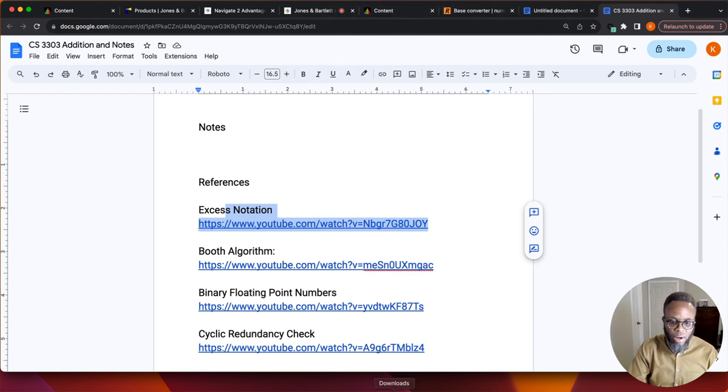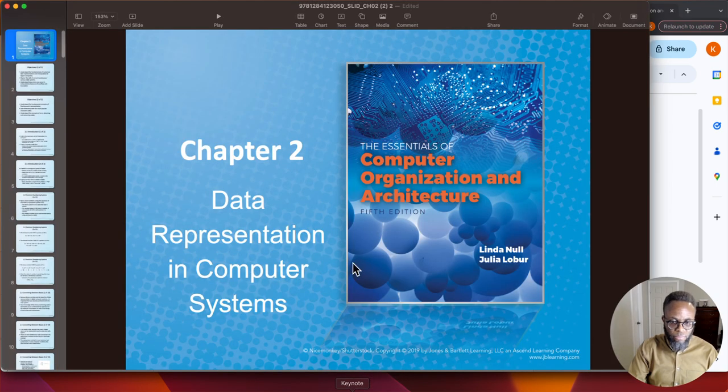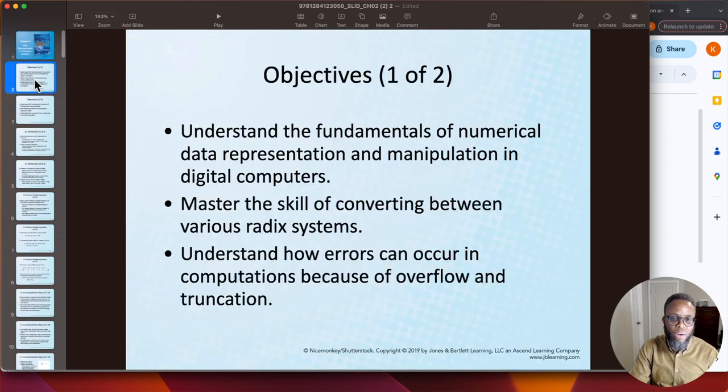Okay? All right. So in this section we're going to be talking about data representation, how data is represented in computer systems. Computer systems really deal with binaries, zeros and ones. At the end of the day, it's really about binary, 0s and 1s, and we're going to be talking about how that data is represented.